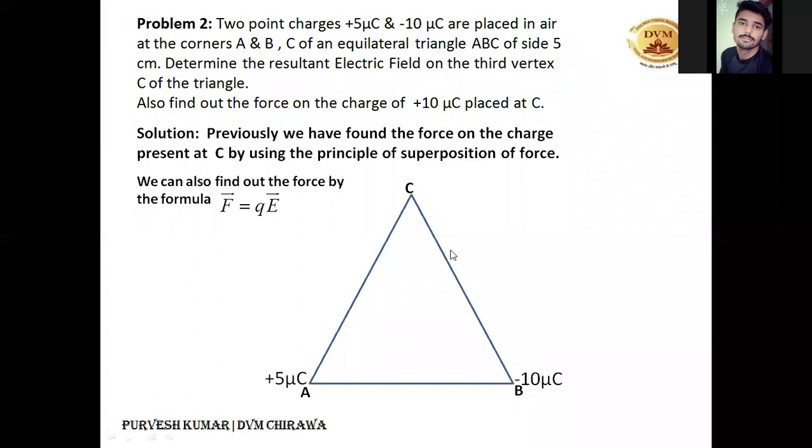So it will be moving along AC. And the electric field at point C due to the minus 10 microcoulomb charge will be towards the minus 10 microcoulomb charge, because for a minus charge the electric field is always directed towards the minus charge. So let's find out the electric field at C due to the charge placed at A.